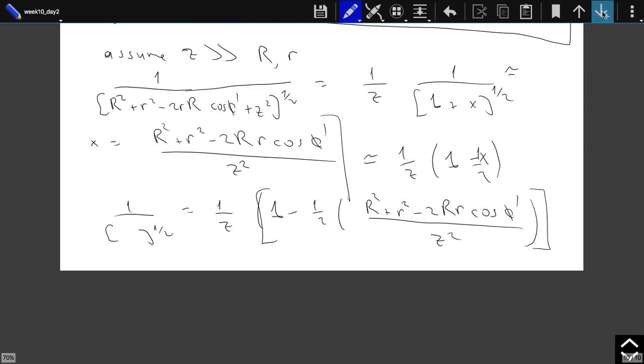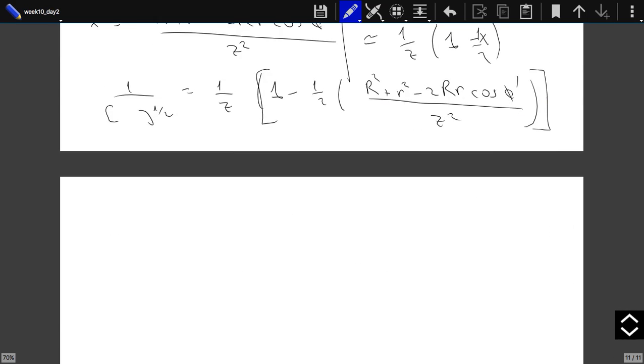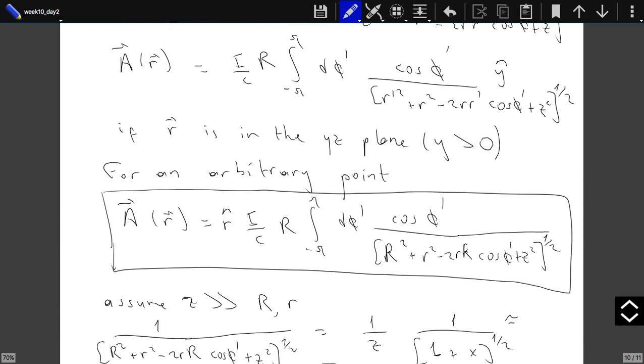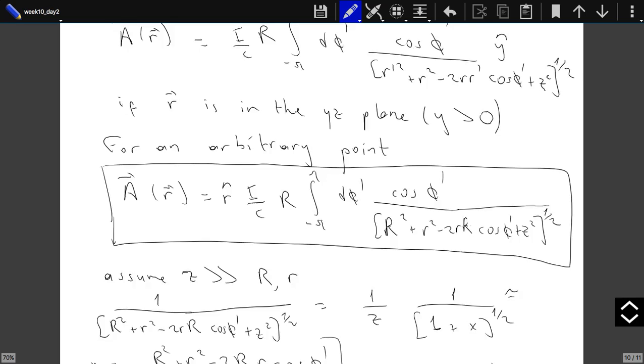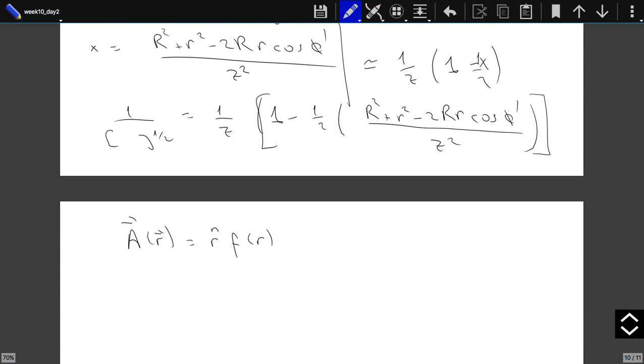Now, let's look at the magnetic field. I mean, we will continue along this line. But now what we had shown is that A is in the r hat direction, multiplied with some function of r, right? This is the vector potential I have. Now let's calculate the magnetic field, if this is actually the case.